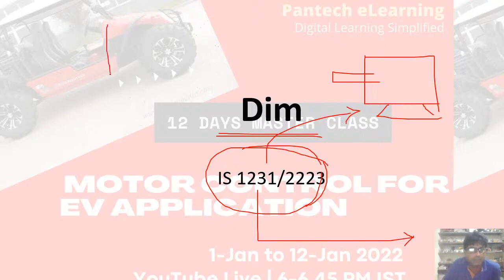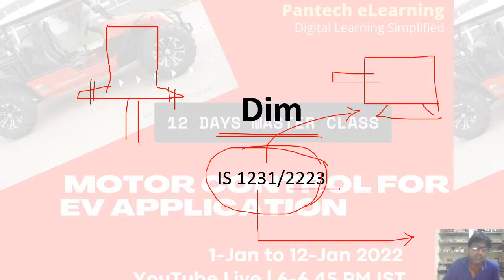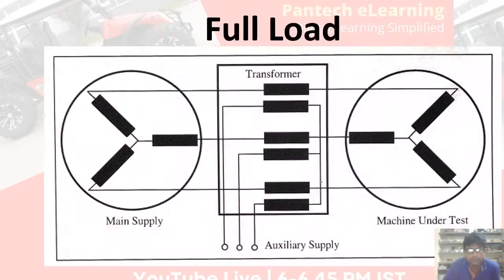A flange mounted motor, say your motor is like this. Here is the shaft. So this is called a vertical machine. For that it is IS 2223. So the dimension will be specified. You have to restrict your dimension as per this standard.